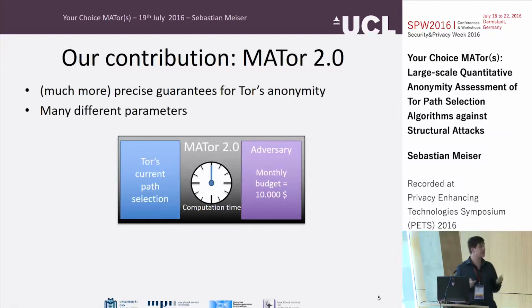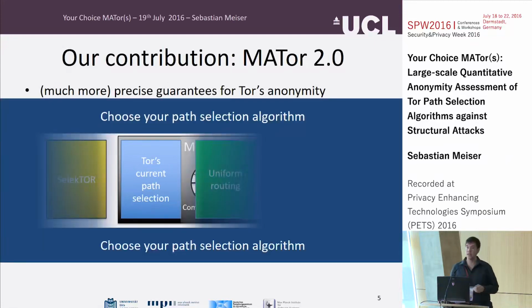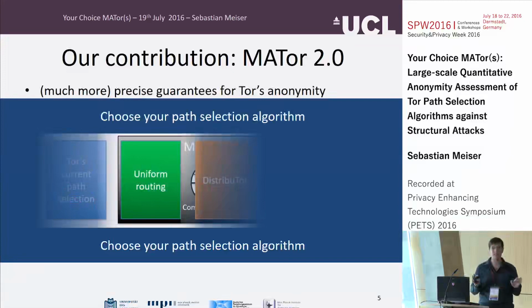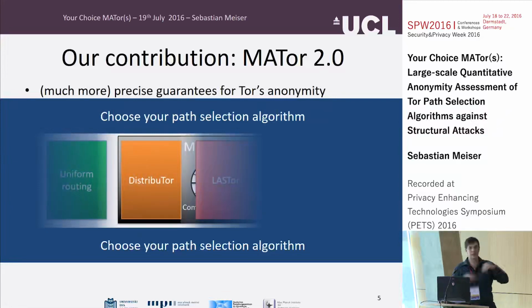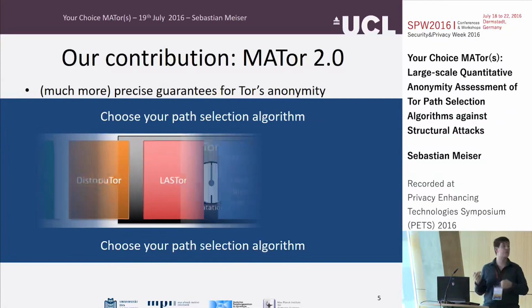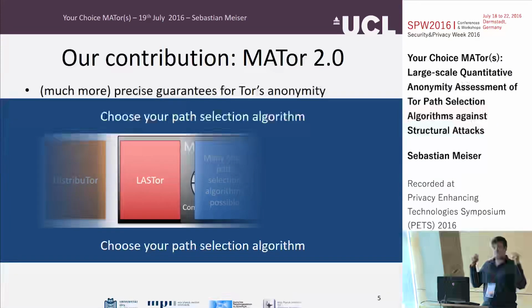Then we can say, okay, let's compare Tor's path selection algorithm with something like uniform routing. Every Tor node has the same probabilities. That means performance is absolutely terrible. No one wants to use Tor anymore, but people are interested in analyzing that, so let's analyze that. Then there's a path selection algorithm that we proposed for CCS. We can also use that and have a look at that. We can have a look at something like LastTor that tries to base the paths that you take on your geographical location such that you don't go twice over the globe with high probability.